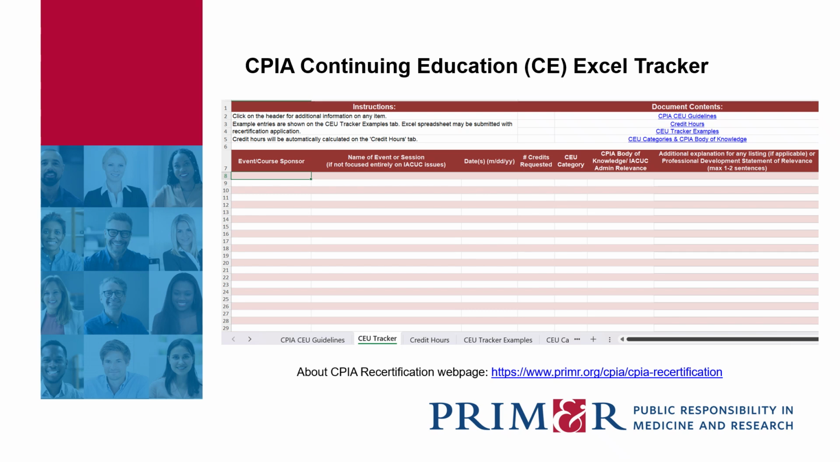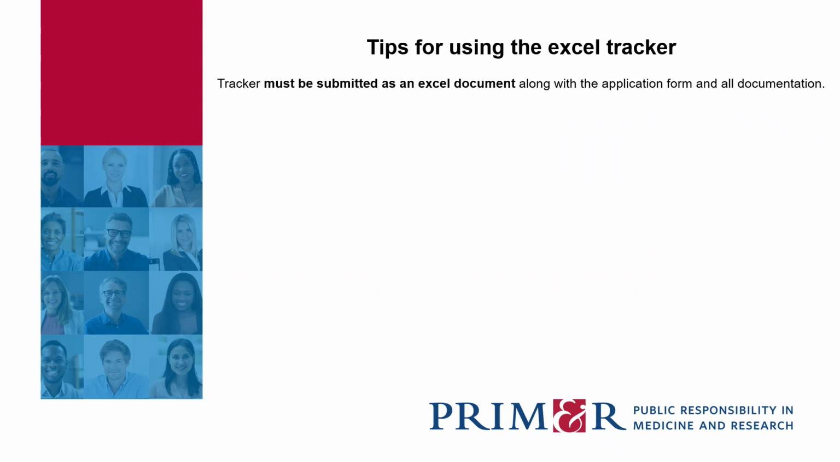Each tab will be explained, and a demonstration of how to record an example event will be provided. We ask that you use our Excel tracker to list your continuing education hours. The Excel tracker is a record of learning opportunities you attended and credits earned during the CPIA 5-year certification period. All the information you need to document continuing education is contained within the tracker. The tracker must be submitted as an Excel document along with the recertification application and other documentation.